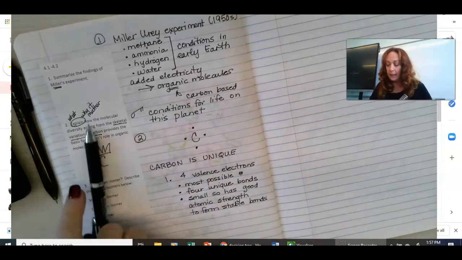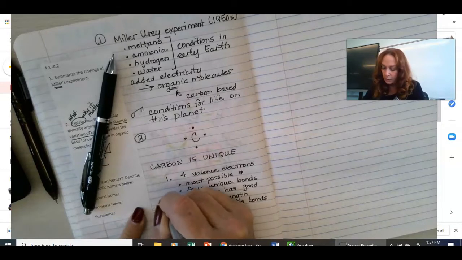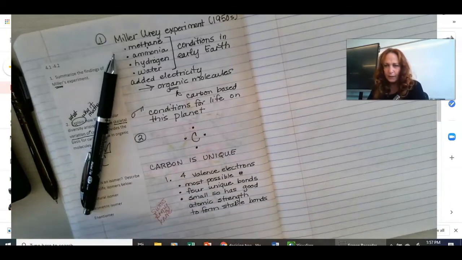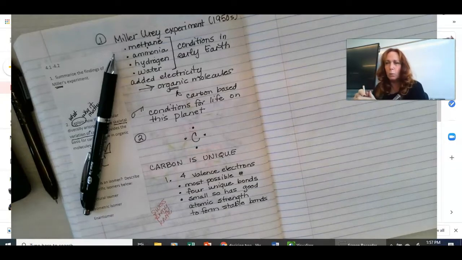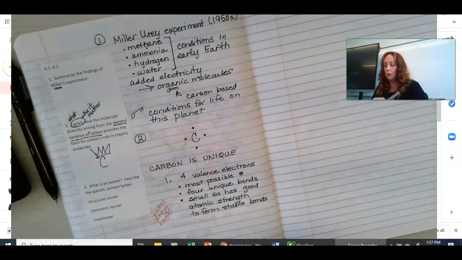So in my brain, I'm picturing it like a Swiss Army knife. You know what I'm talking about? The ones where it's a can opener, it's a toothpick, it's a knife. What do you want carbon to do? I can do it. Carbon says I can do it.